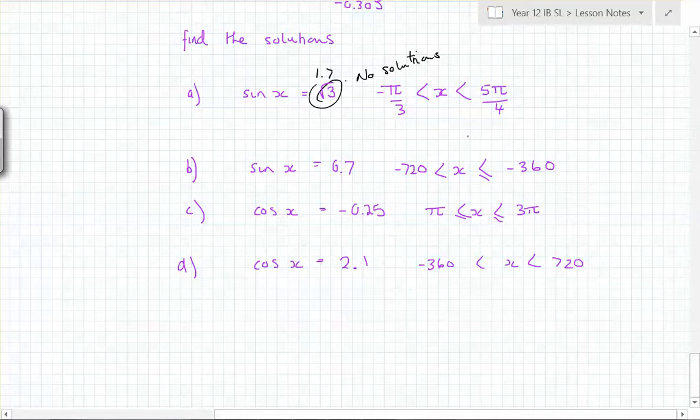Therefore, this doesn't happen. So there are no solutions to that. No solutions at all. And what about d then? Cos of x being 2.1? There are also no solutions to this either. But these two are fine, no? Yes. Sine of x being 0.7 and minus 0.2, they're fine. Okay. So we'll do B and C.